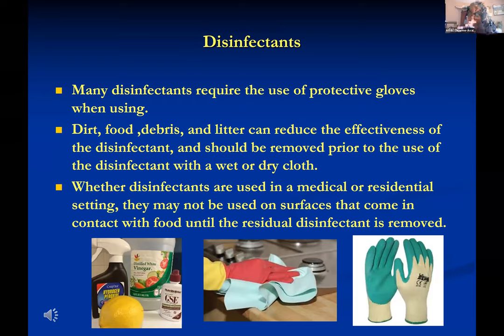Whether disinfectants are used in a medical or residential setting, they may not be used on surfaces that come in contact with food until the residual disinfectant is removed.